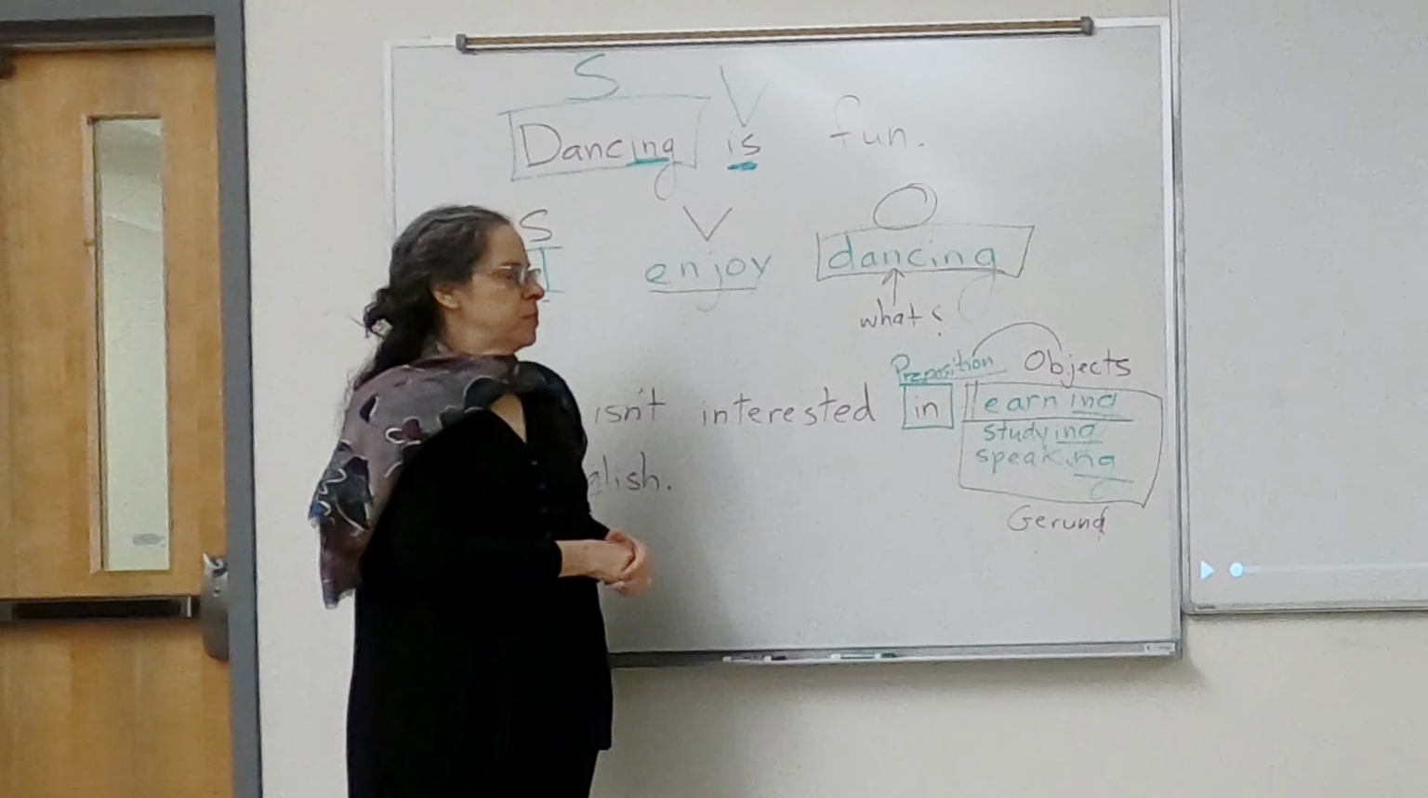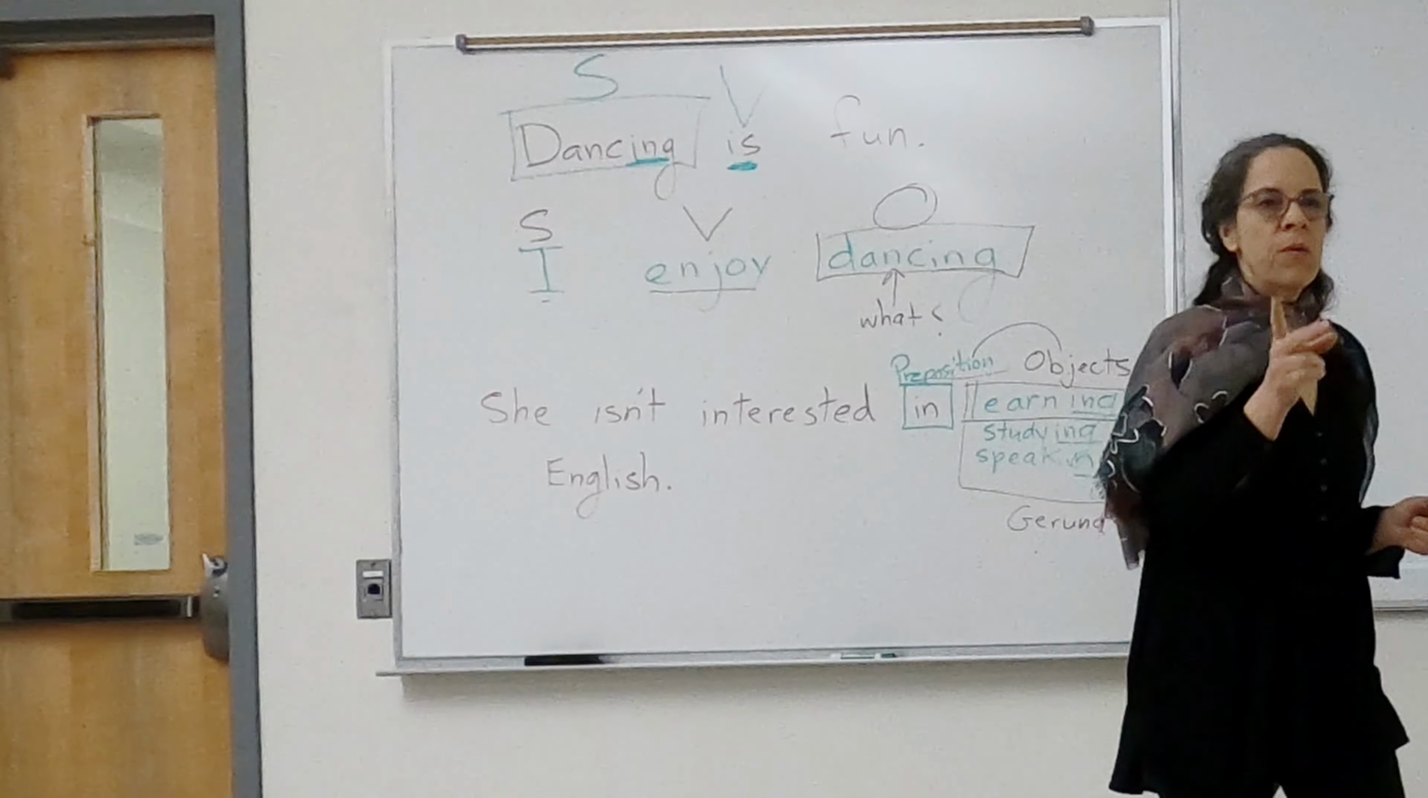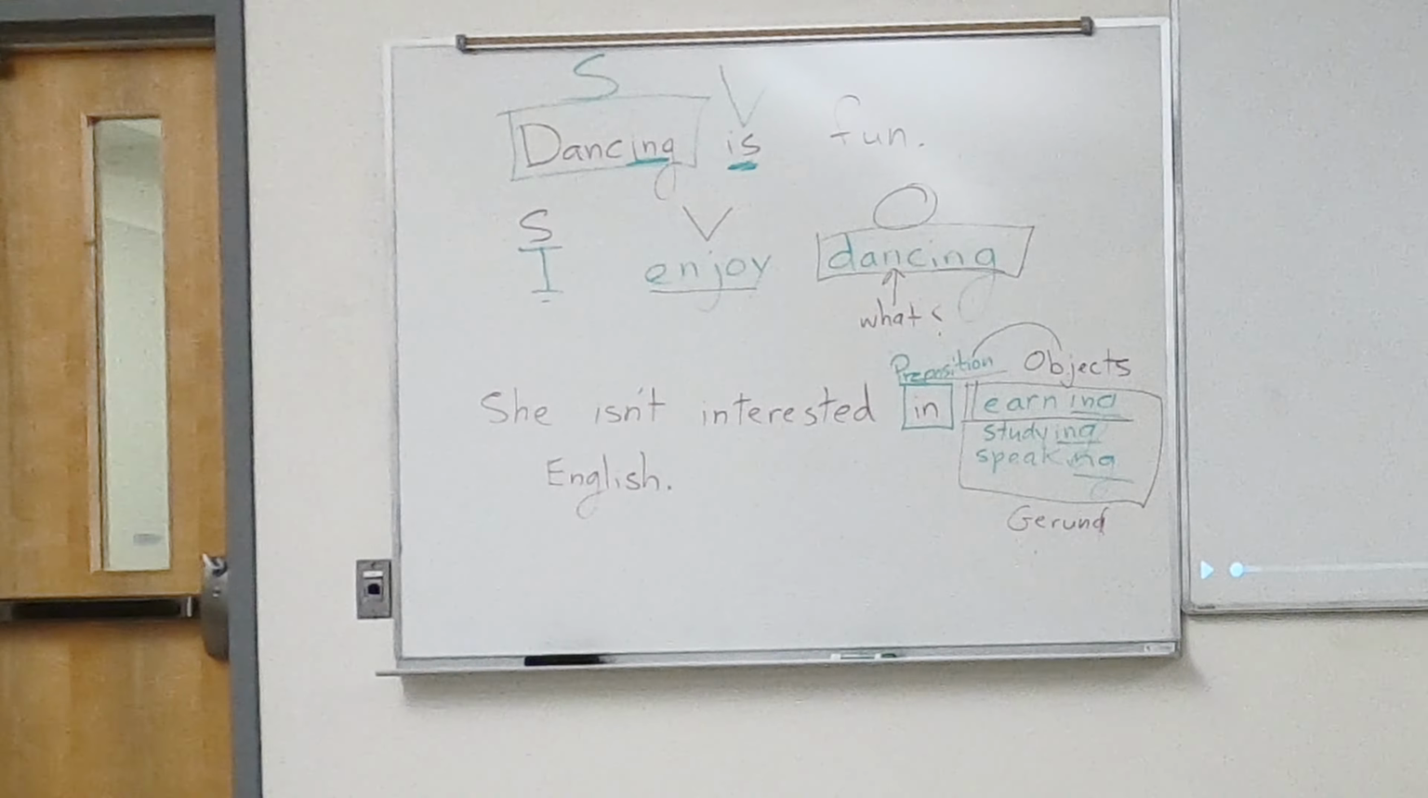And we're also going to be learning about infinitives. Infinitives always have two parts. We need two words to make an infinitive. What are the two parts of an infinitive? To plus the base form. In this book, they call the base form the simple form, but it's not the same as simple present.